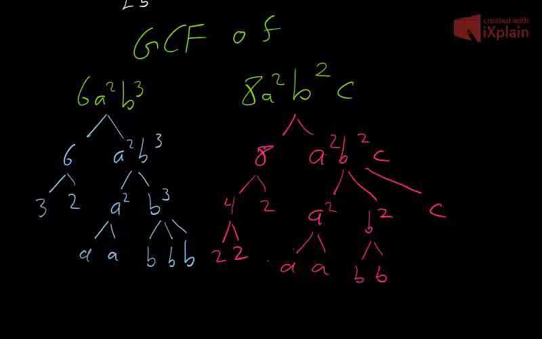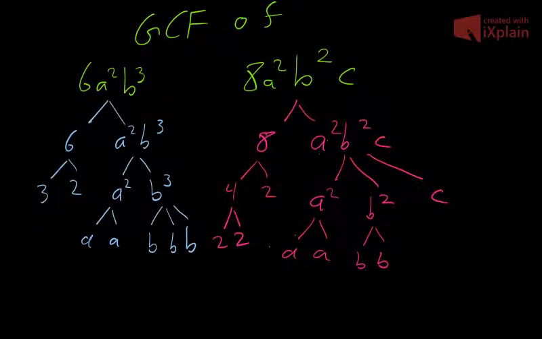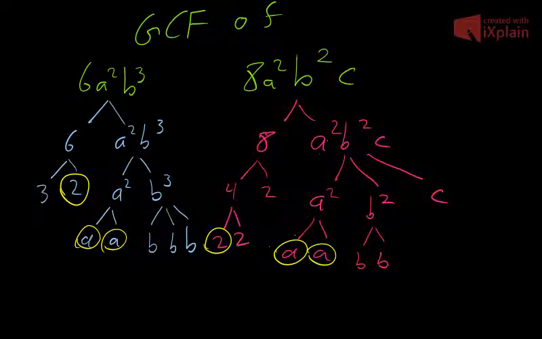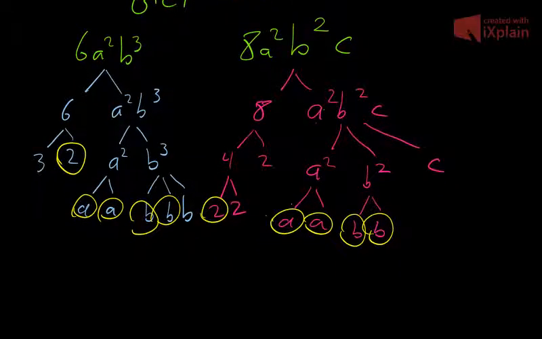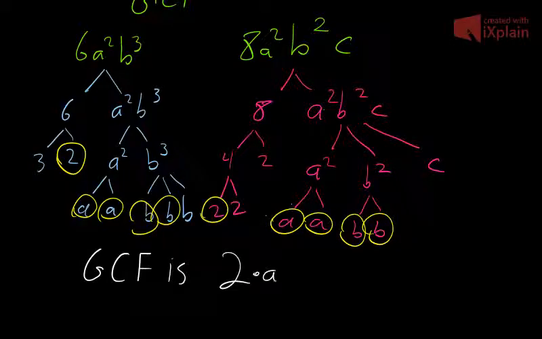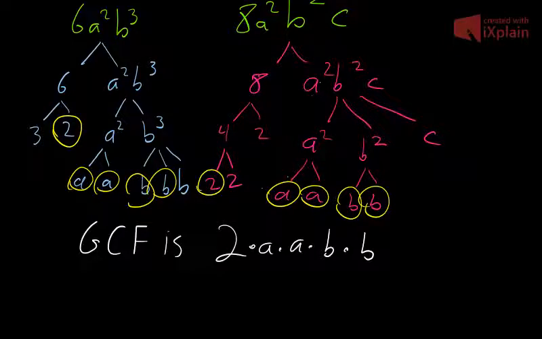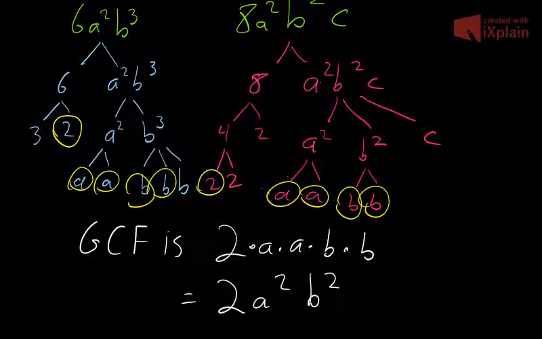Let's do that in yellow. So, looking at the bottom of the trees, I see that they both have a 2. They both have 2 a's, and they both have 2 b's. So the greatest common factor of that would be 2 times a times a times b times b. A times a is kind of a mouthful, so we're going to do 2a squared b squared. So I just changed my a times a to a squared, b times b to b squared.